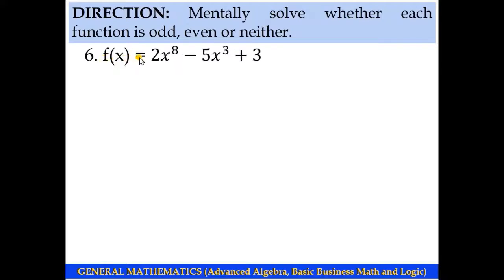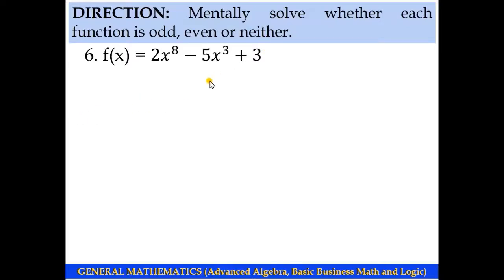Number 6. f of x is equal to 2x raised to 8 minus 5x raised to 3 plus 3. Take note, this is a polynomial function of degree 8 and it has 3 terms. What we need to do here is to observe the exponents of the 3 terms. The first term has an exponent of 8, the second term has an exponent of 3, and this is a constant term in which the variable x has exponent 0. Therefore, the exponents are 8, 3, and 0, and these exponents are a combination of odd and even.